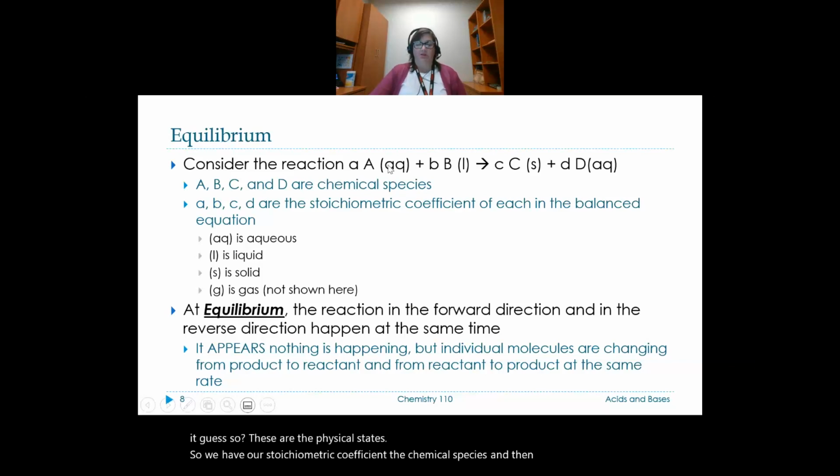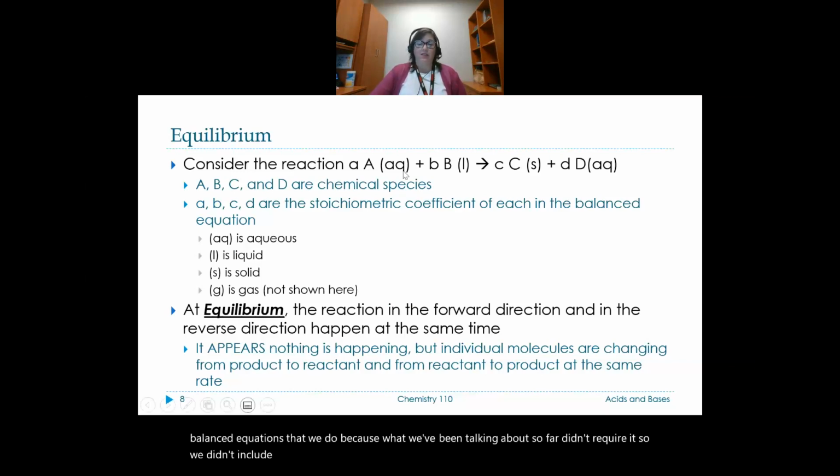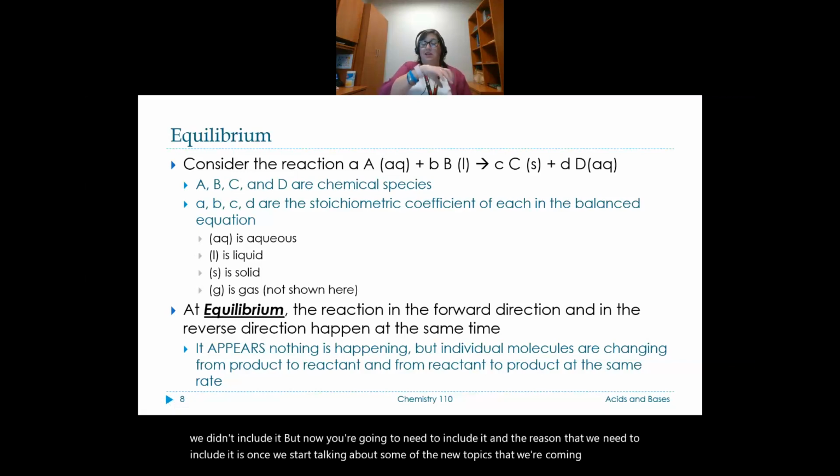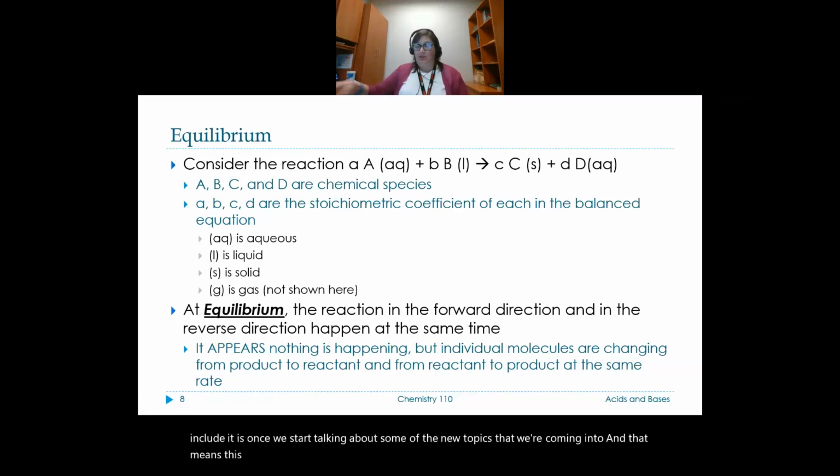Now, we haven't talked a lot about physical states. We haven't included them on most of the balanced equations that we do because what we've been talking about so far didn't require it. So we didn't include it. But now you're going to need to include it. And the reason that we need to include it is once we start talking about some of the new topics that we're coming into, and that means this one acid-base topic for the end of 110 and anything you do in 111, you'll need to be worried about what physical state it's in.